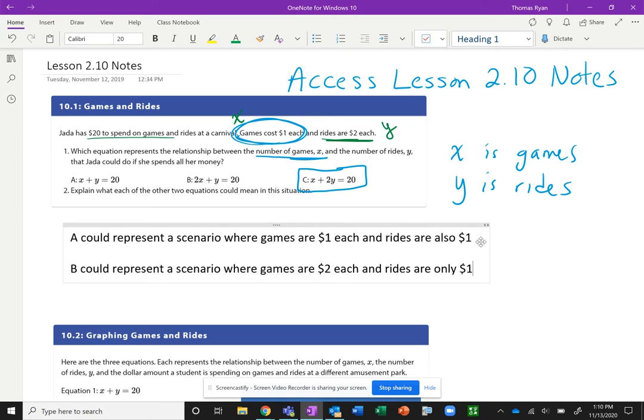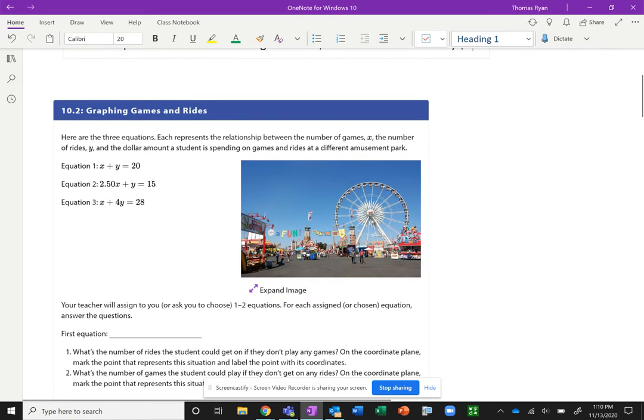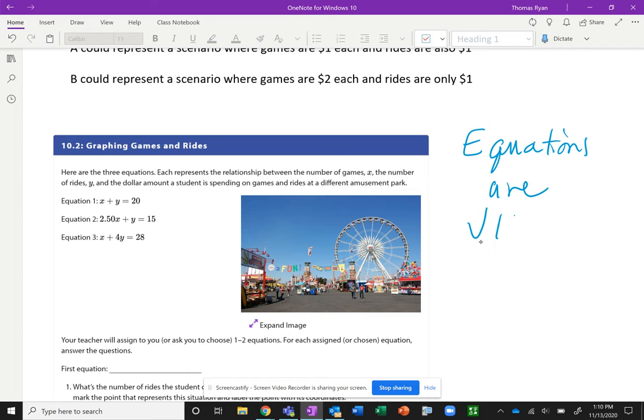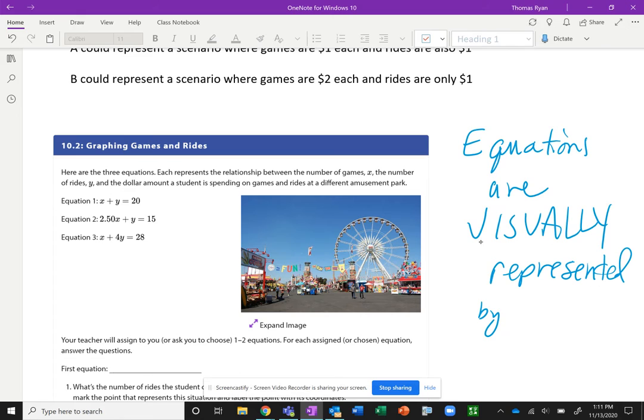Okay, so this lesson is all about connecting things to graphs. So connecting our equations to graphs. And we know that equations are visually represented by graphs. So what we're talking mostly about here are lines.